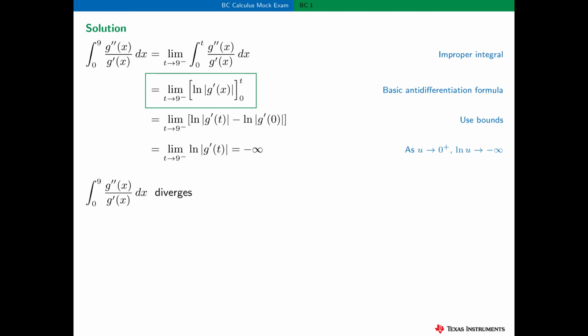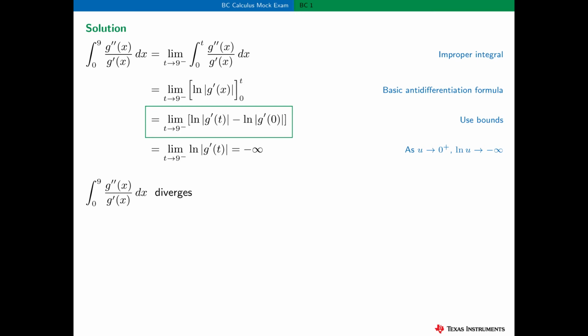So the antiderivative is the natural log of the absolute value of g prime of x. We really don't need the absolute value symbols here because g prime of x is greater than or equal to 0 on the interval 0 to 9, but I'll include them anyway. I just think it's good practice to use the most general antiderivative and then address the absolute value when we plug in the bounds. In this case, a student would not be penalized for excluding the absolute value symbols.